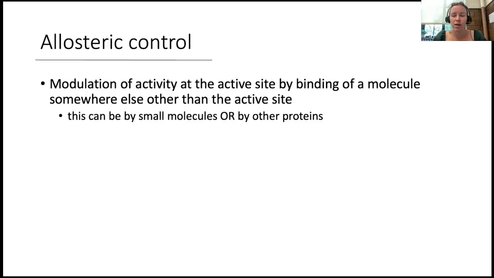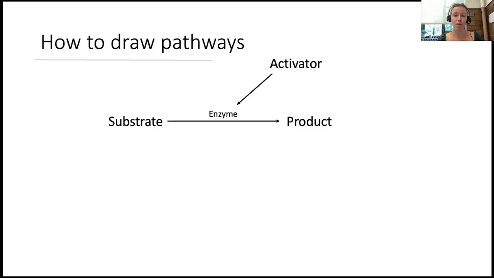What is allosteric control? It is modulation of an enzyme's activity at the active site by binding of a molecule somewhere else. So, binding not in the active site. And this can be by a small organic molecule or a protein or something else. Today we're going to talk about both activation of enzymes and inhibition of enzymes.